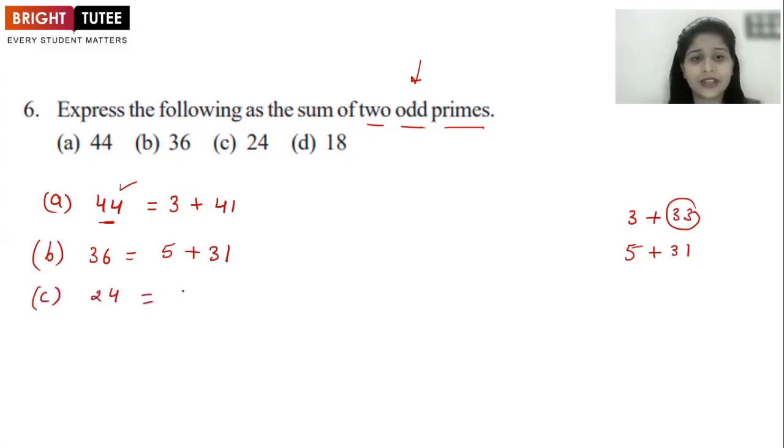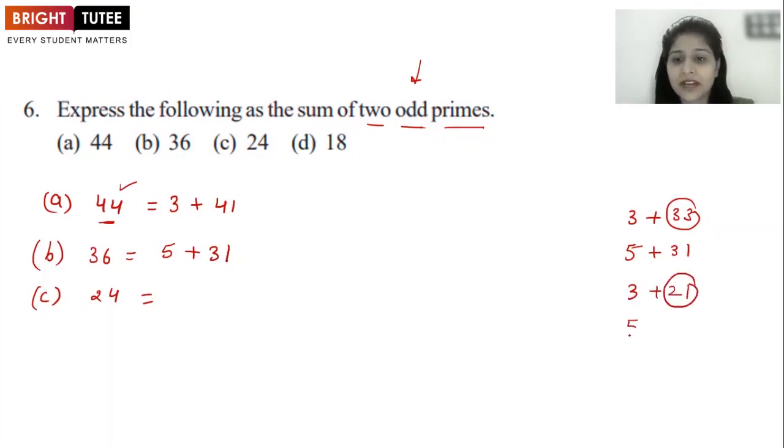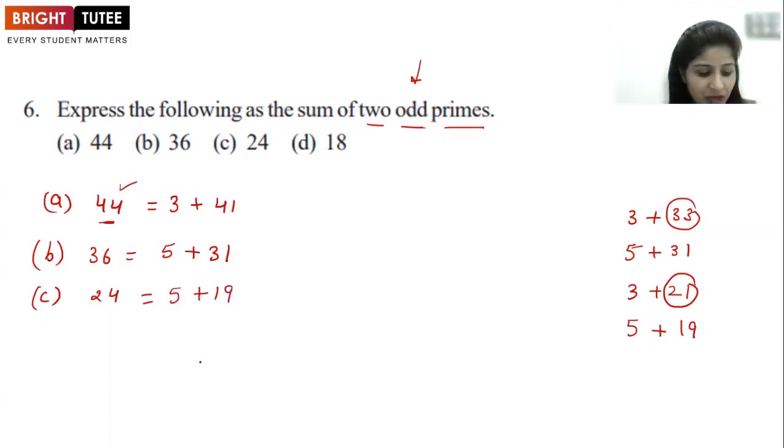For 24, I start with 3, because 2 I will not take, that is an even prime number. With 3, I have to add 21. This is not a prime number. With 5, how much do I need to add? 19. Are they both odd prime numbers? Yes. So 24 can be expressed as 5 plus 19.